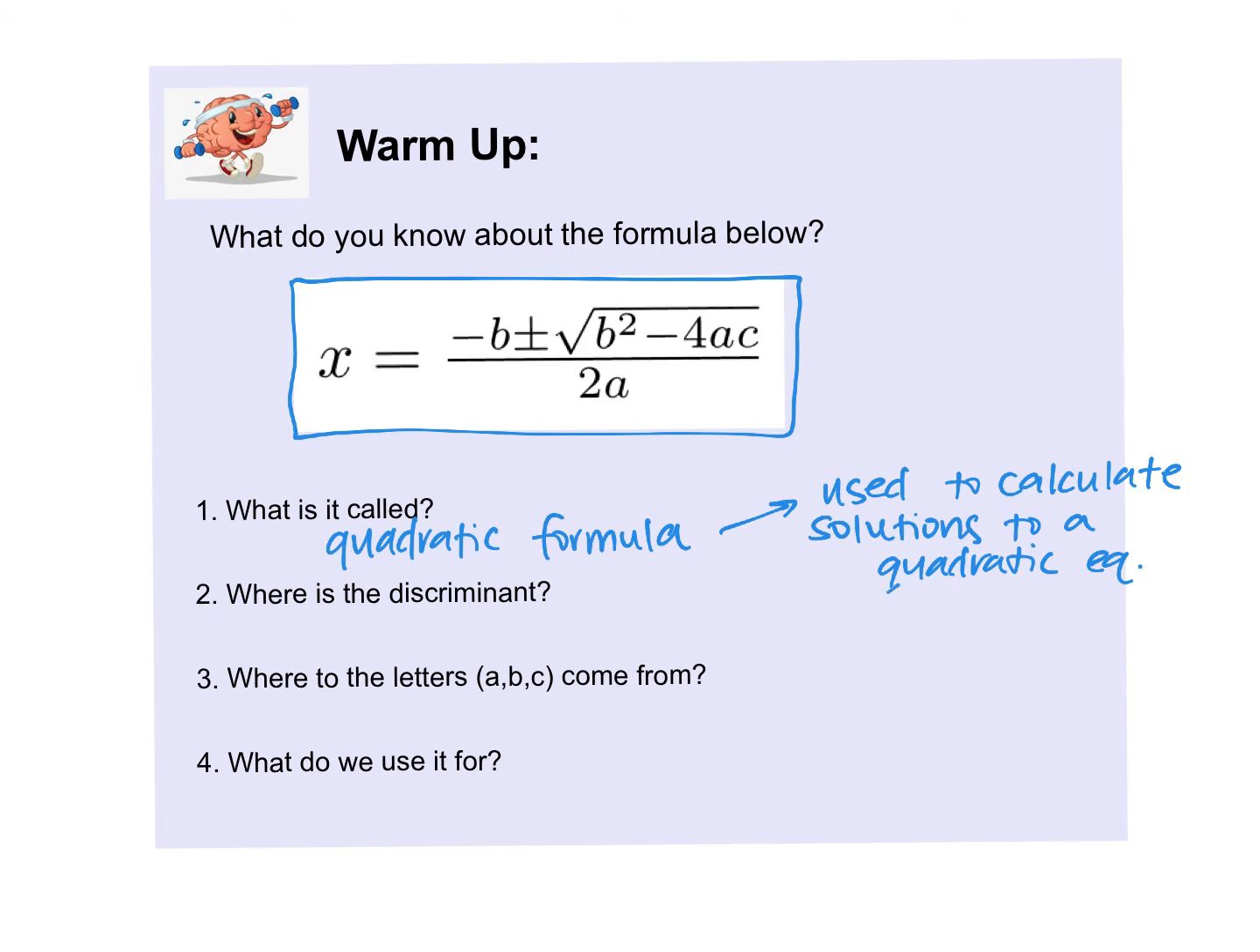We calculate those solutions by plugging in values from the quadratic equation itself. The part underneath the radical, this expression b squared minus 4ac, this is called the discriminant. Discriminant is part of the solution. It's what tells us how many solutions there will be. More on the discriminant later.